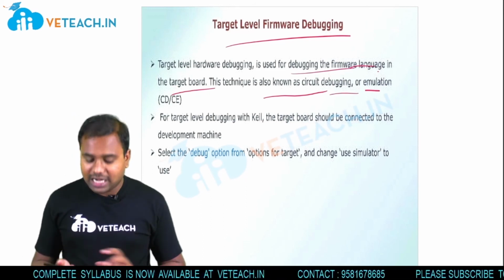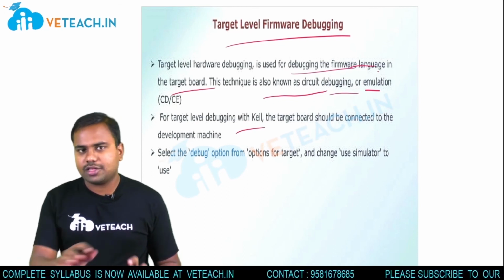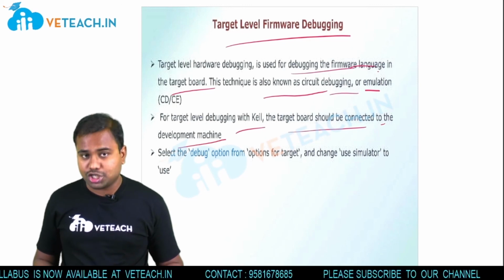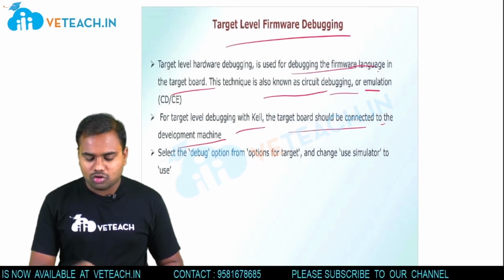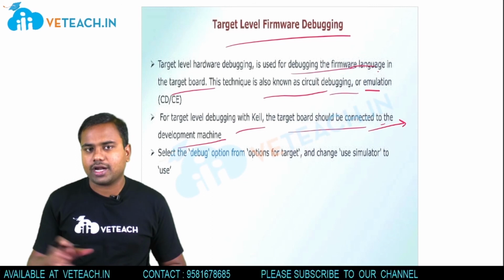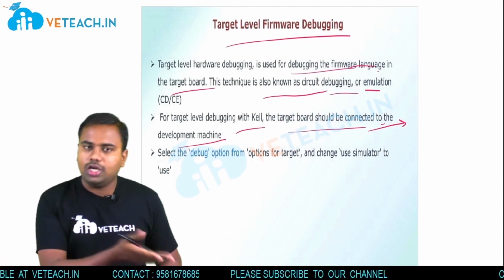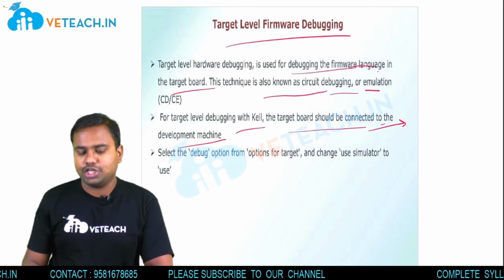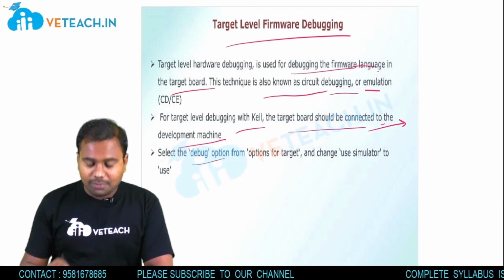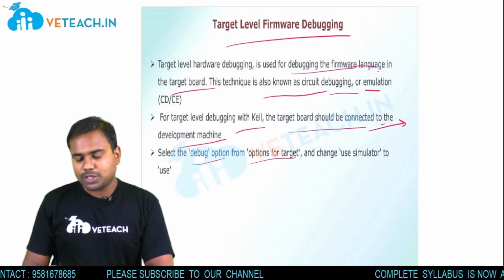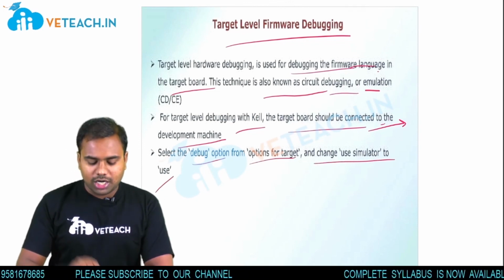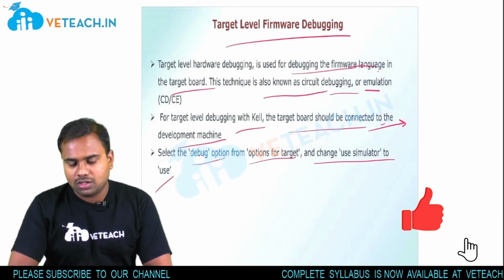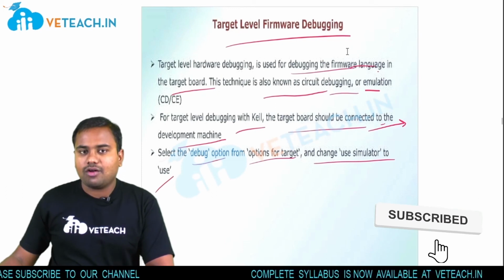For target level debugging with Keil, we already discussed that. We need to get the target board connected to the development machine we are using. Simply, we need to connect our target hardware to the particular system where we wrote our program, where we wrote our instructions. We need to select the debug option, go to options for target, and then change from use simulator to use the hardware directly. That is about target level firmware debugging.